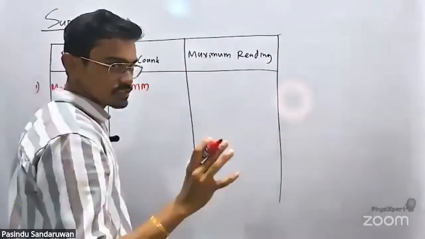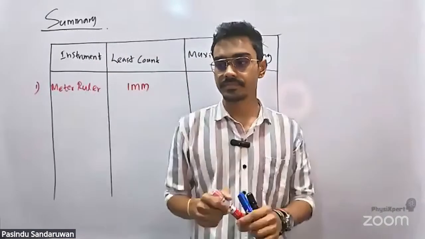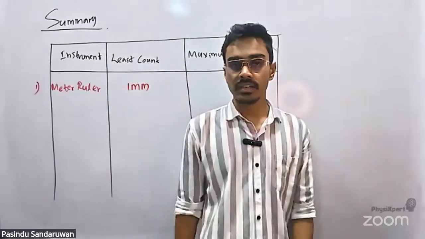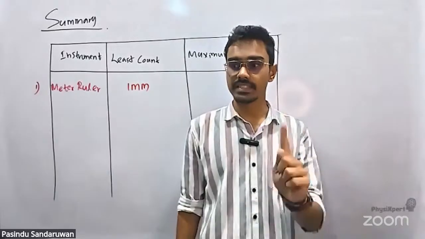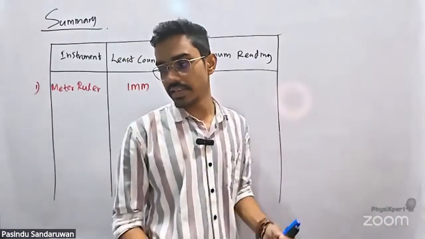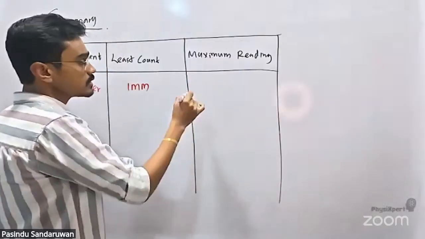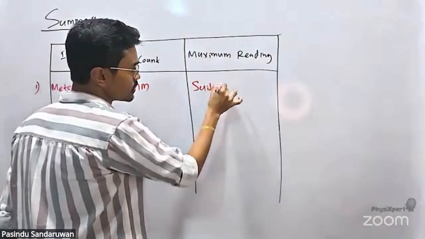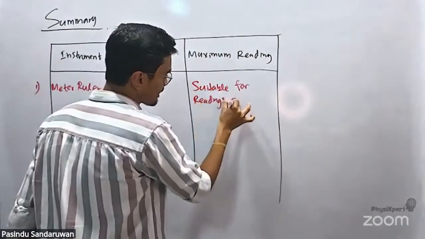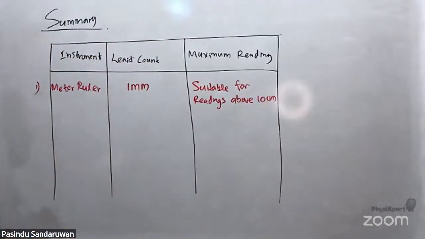There is no maximum reading for meter ruler, but there is a minimum reading. What was the minimum reading that is suitable to take from a meter ruler, to keep the percentage error at 1%? We discussed on the first day. 10 centimeters, not millimeters, 10 centimeters. So mention here: suitable for readings above 10 centimeters.